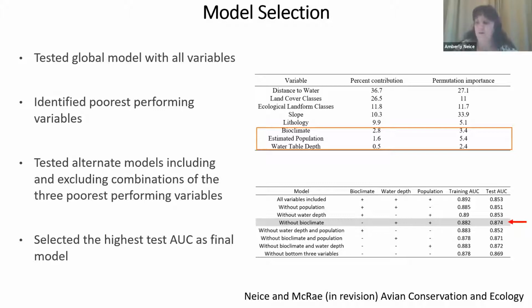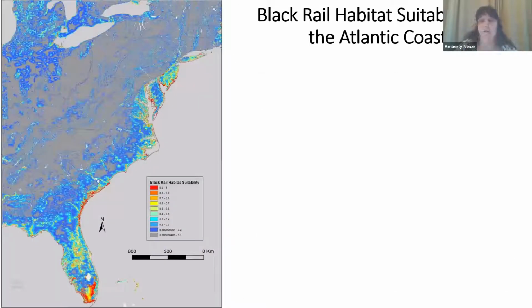The habitat suitability map that was generated using the final model. The warmer colors indicate areas of good black rail suitable habitat, with red being the most suitable. The cooler colors indicate areas of less suitable habitat, with blue and gray being the least. Many sites of habitat suitability were identified, in addition to sites of known occupancy.